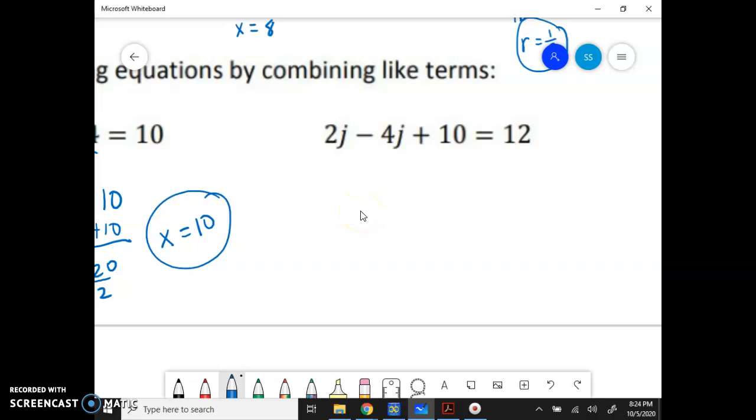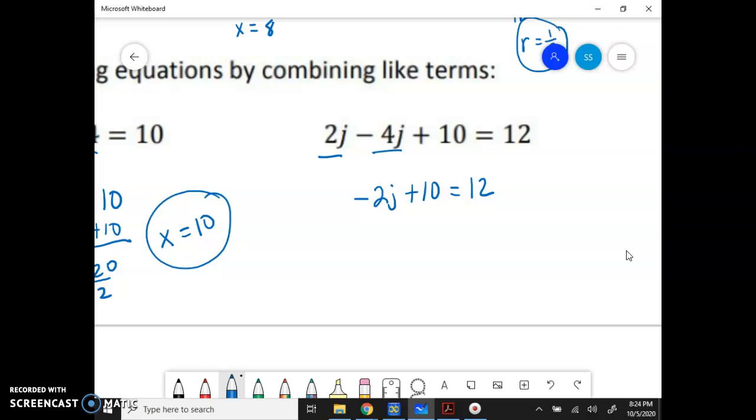Last problem, and then you guys can give these problems a shot on the practice problems. So we've got our j's. We can combine these j's. We've got 2 j's and 4 negative j's, if you want to think about it like that. So we combine those. If you want to just do 2 minus 4, and just remember you're talking about j's, you're going to get negative 2j. Update the problem, drop down this 10, the equal sign, and the 12. And now we have another two-step equation.